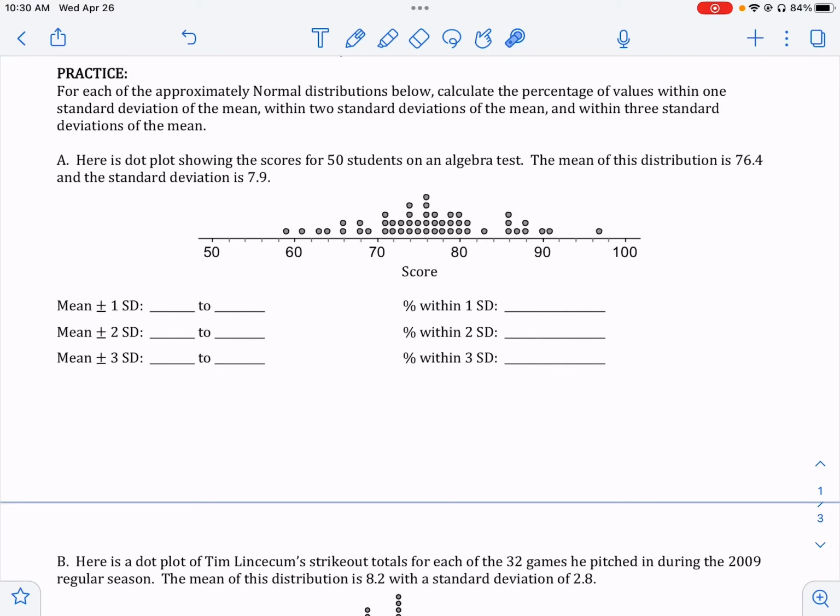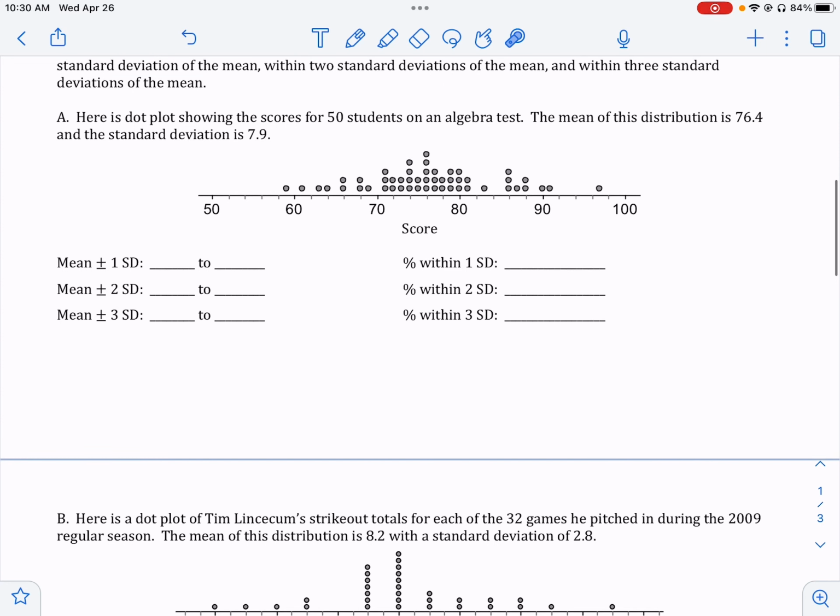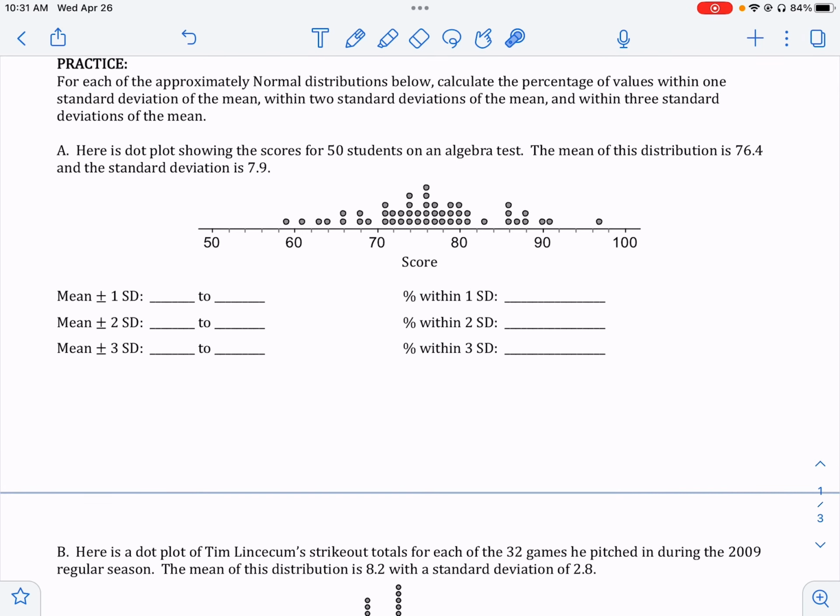All right, so welcome back to the second video here that's going to go along with normal distributions and the empirical rule. So we talked about normal distribution, and here we're going to look at two sets of data that are approximately normal. The more data you have, the more likely it is to fall within a normal distribution. And here we're just going to do some practice.